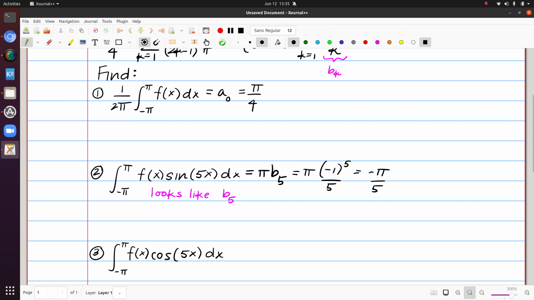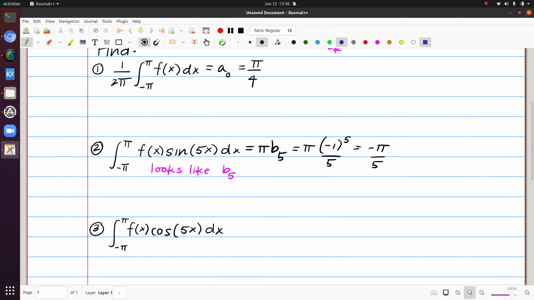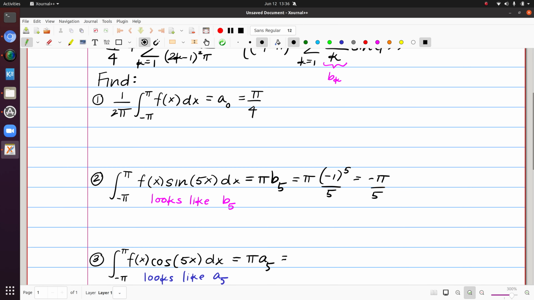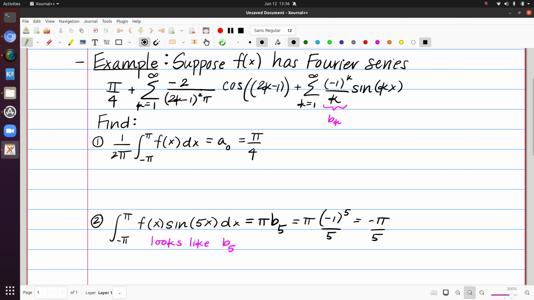We can also do a similar thing with this one here. This looks like instead a sub 5 because it's cosine instead of sine. It's also missing the 1 over pi, so I can see that this is now pi times a sub 5. But I will say this one's a little bit more complicated because notice what's happening here. This is an example like we've seen where every other coefficient is 0. In particular, we get from this formula that the coefficient, for instance, of cosine 2x is 0. The coefficient of cosine 4x is 0. And that's why we have these 2k minus 1s in there.